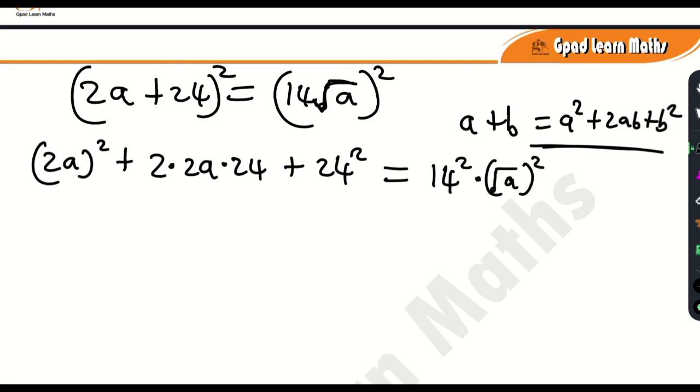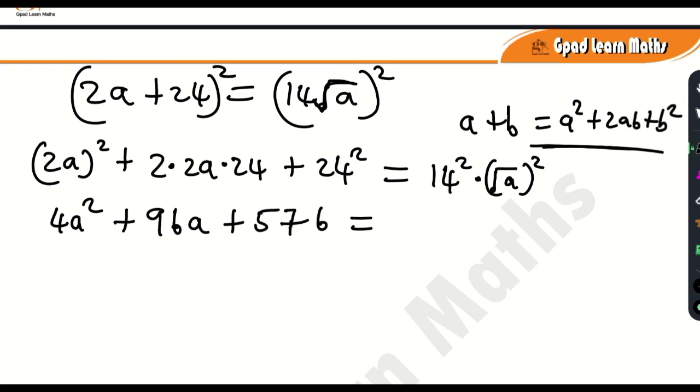Okay, now let's just simplify this. Let's start from here. 2a all squared, this square is affecting 2 and a. So you write 4a squared. Okay with me. Then plus, what is 2 times 24? That's 48. Then times 2 again, that's 96. So you have 96a. Then what is 24 squared? 24 squared is 576. Okay, and this is equal to, let's come here now.